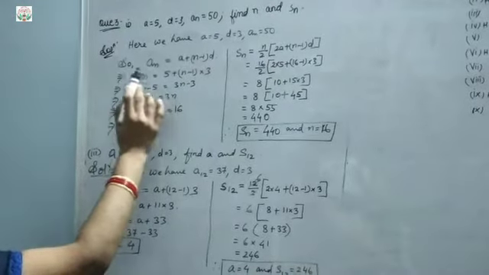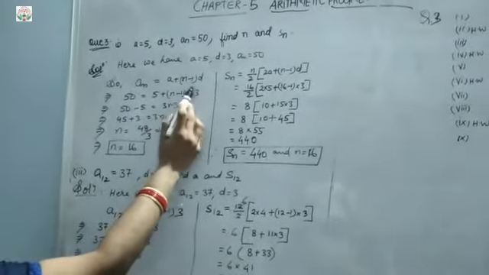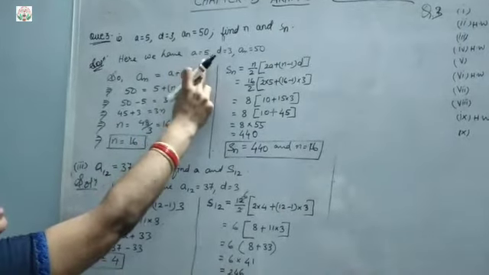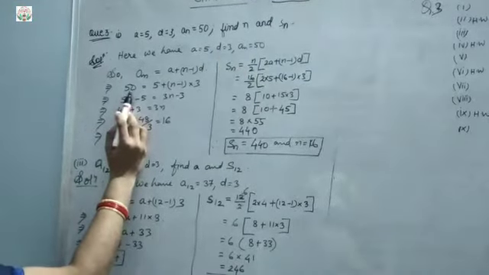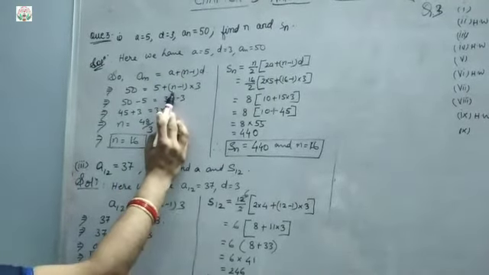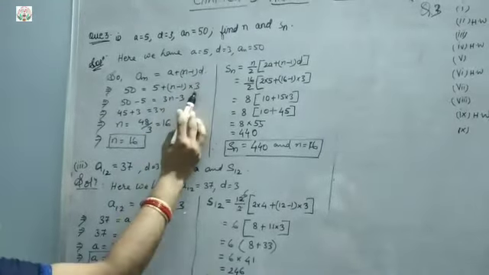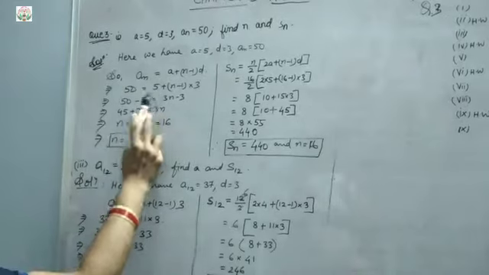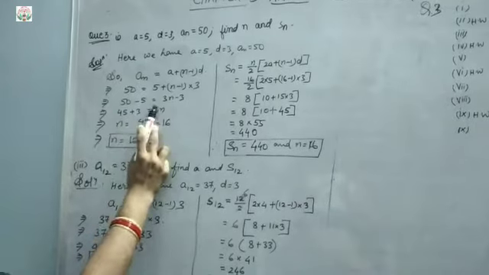Now, the nth term formula we know: an equals a plus n minus 1 into d. Now we will substitute the values which are given here. An is given as 50 equals 5, that is the a value, plus n minus 1 into d value, which is 3. We have to find n. On simplification, 50, this 5 will come to this side by transposing and become minus 5. So 50 minus 5 equals 3 into n minus 1.